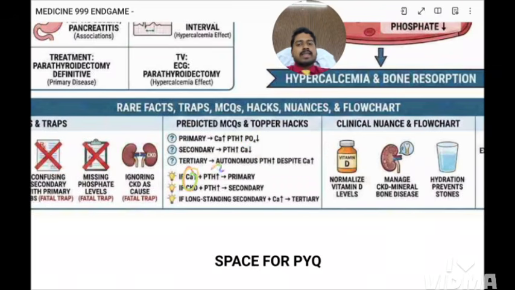So if calcium is increased along with increased PTH, that means the PTH increase is causing increased calcium along with decreased phosphate, which is seen in primary. Second, if PTH is increased along with decreased calcium and increased phosphate, that means it is kidney disease and it is secondary hyperparathyroidism. And in long-standing secondary, if there is increased calcium and increased phosphate that was already there, that means it is tertiary. So the only difference between secondary and tertiary is the level of calcium. Calcium will be increased in long-standing, and here it will be decreased.